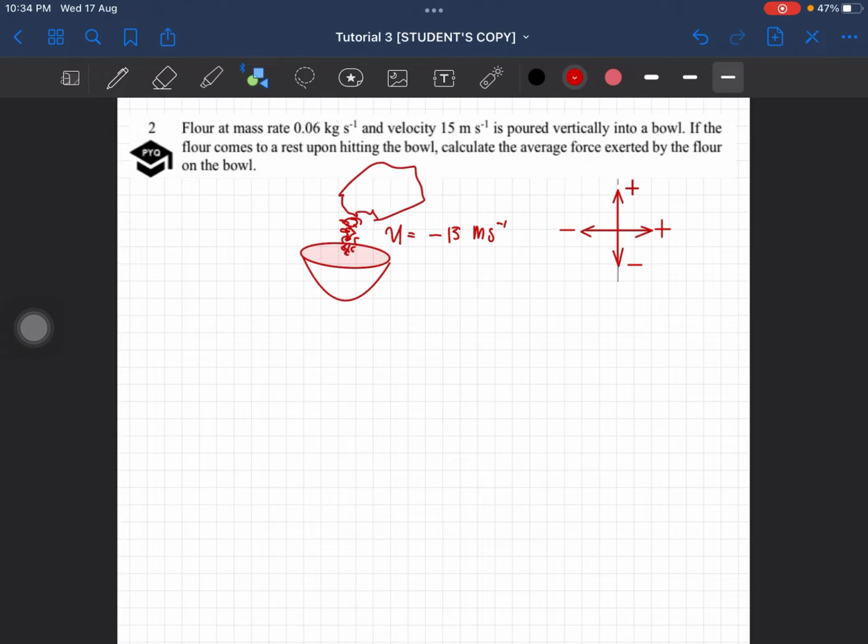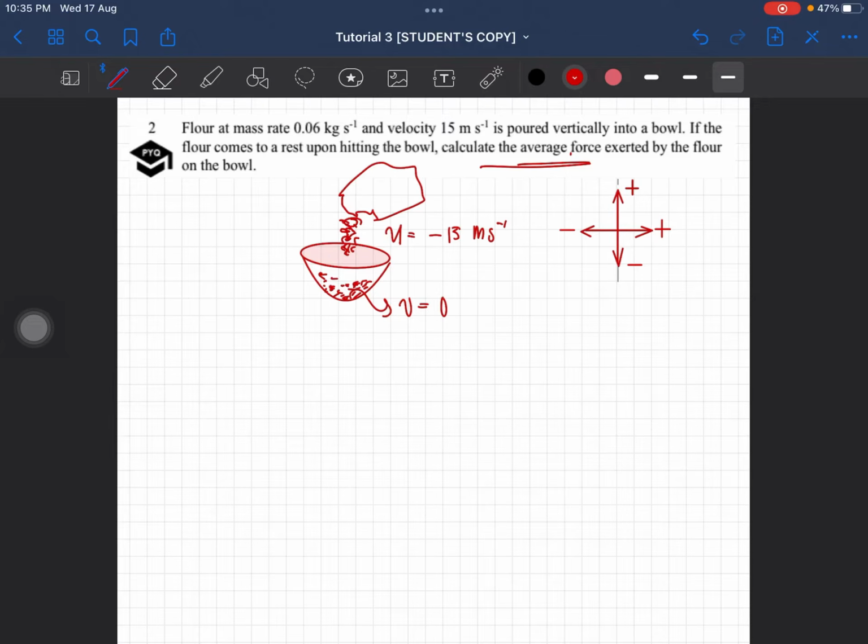Okay, so if the flour comes to a rest upon hitting the bowl here, so after that the flour has arrived at the bowl. So the flour is now at final velocity, at rest, so equal to 0. Okay, so now the final velocity is equal to 0. We have to calculate the average force exerted by the flour on the bowl.